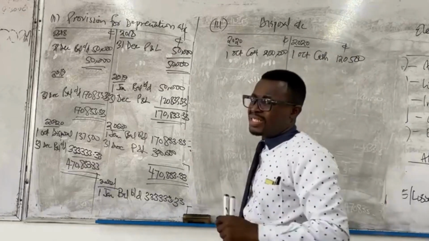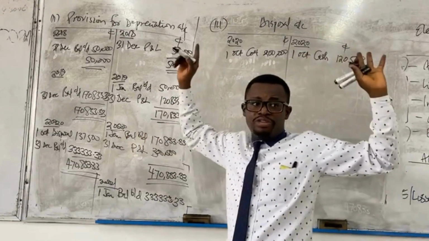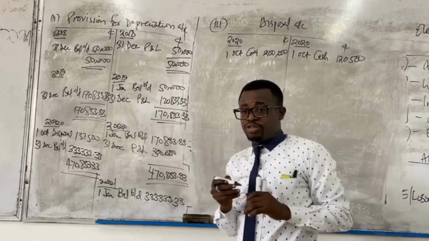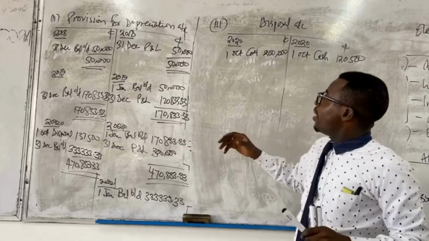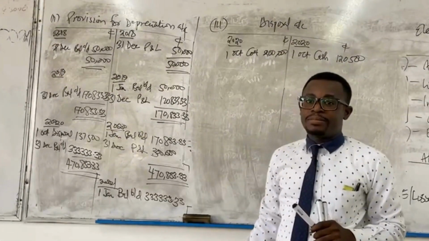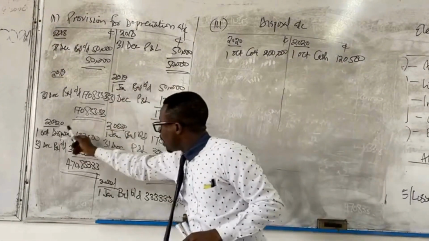120,500. Do you understand it? So we've done that double entry too. We are okay with it. Are we good? We are okay with that double entry. Then, when we come to provision for depreciation, do we have disposal also in here? Yes, we have disposal right here.